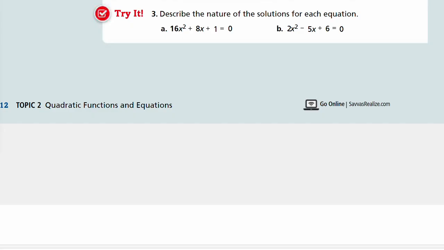Yes, so let's try number 3, A and B. Part A, 16x squared plus 8x plus 1 is equal to 0. B, 2x squared minus 5x plus 6 is equal to 0. So please pause the video and see if you can figure out how many solutions each equation would have using example 3. And come back when you're ready for answers.